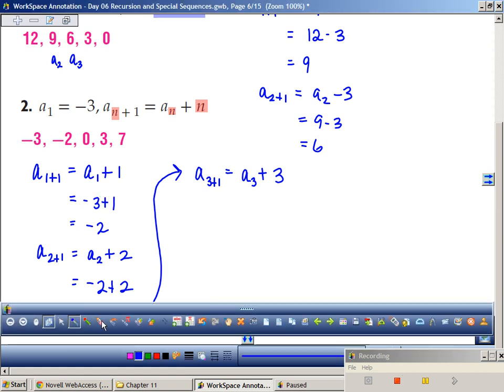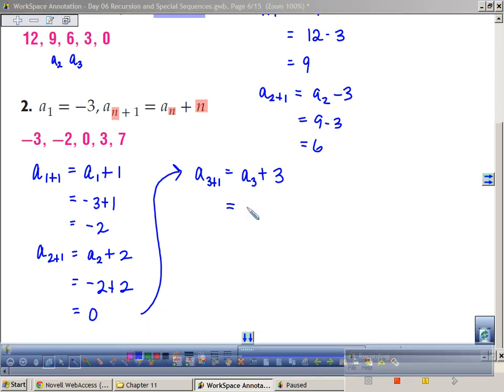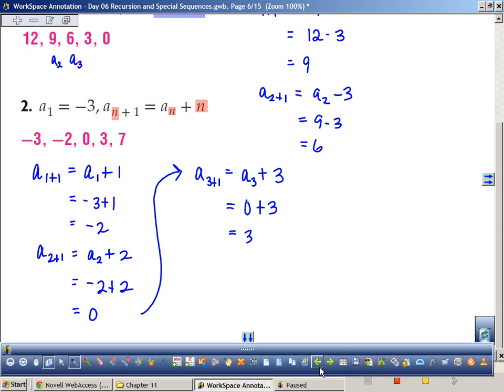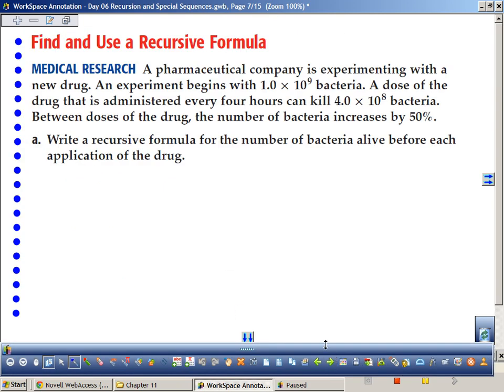Does that make sense? So since I put a 3 there, I got to put a 3 there, and I got to put a 3 here. I already know what a sub 3 is. We just found it. It's 0. So I get 0 plus 3, which is 3. Questions? No? We're good? Okay. Pencils down.